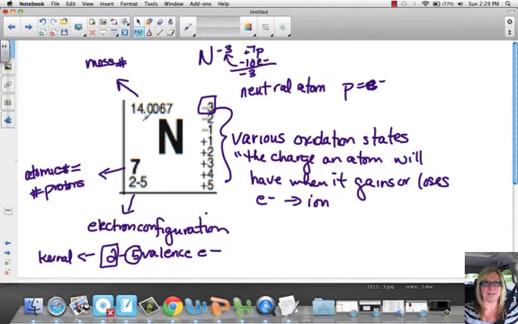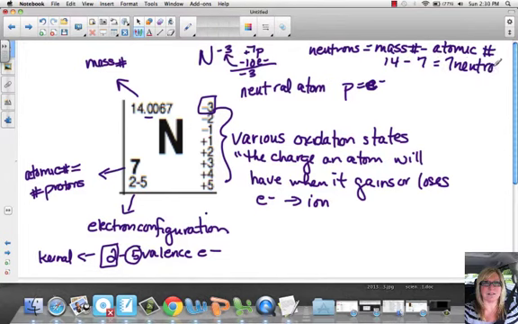And if I wanted to know the number of neutrons, remember that neutrons equal the mass number minus the atomic number. So I've got a mass number of 14. We always round up or round down by looking at what the 10th place is. 14 - 7 equals 7 neutrons. I think that's all of the information that you can get from an element symbol.